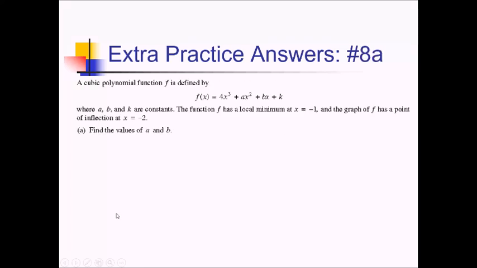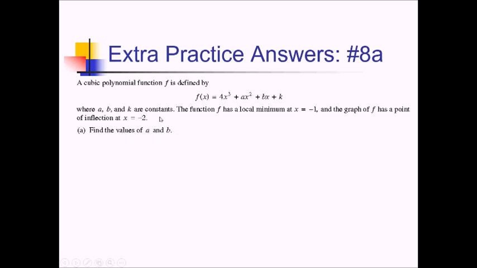For this free response problem, we've got this cubic polynomial with some a's and b's and k's that we're going to have to find at some point. And let's see here. We have a local min at x equals negative 1, point of inflection at x equals negative 2. All right, so what can we do with this? We want to find a and b. That's our first task on this.